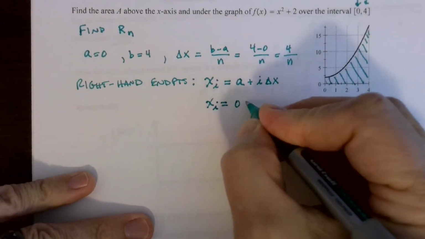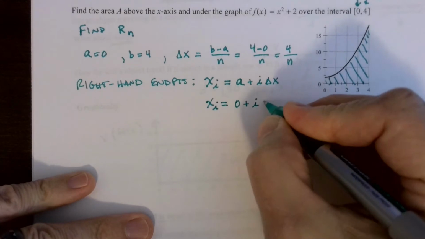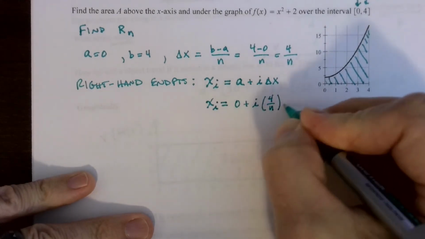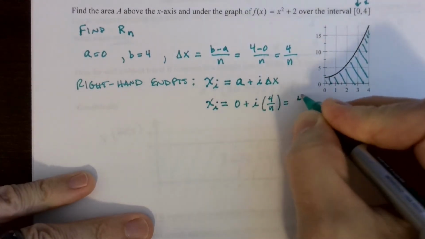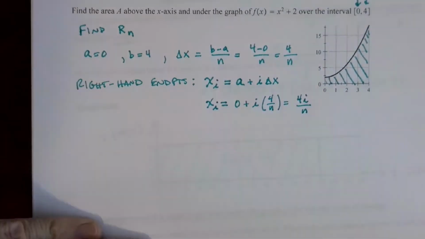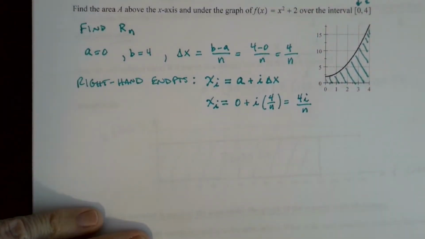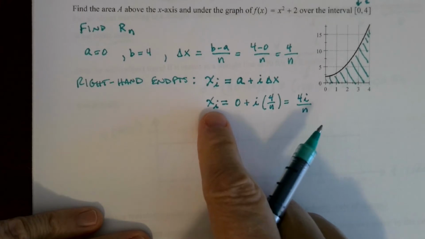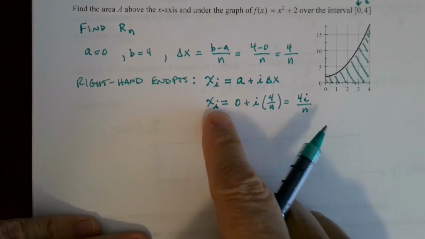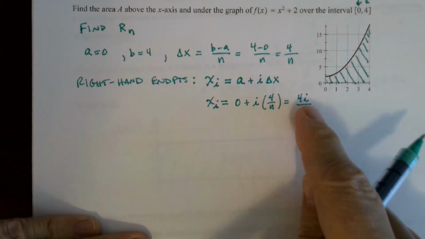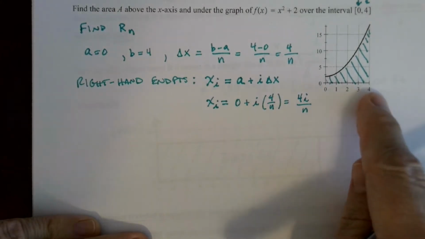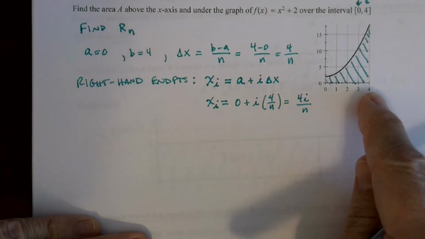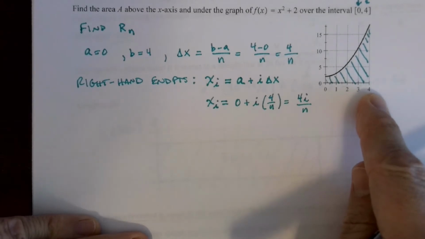A is 0, i times delta x is 4 over n, and so it's 0 plus 4i over n if I multiply. Okay, and there it is. Notice it does work. If I plug in n for i, what do I get? 4n over n, that's 4. That gives me the right-hand endpoint for the last subinterval, as it should be, 4.